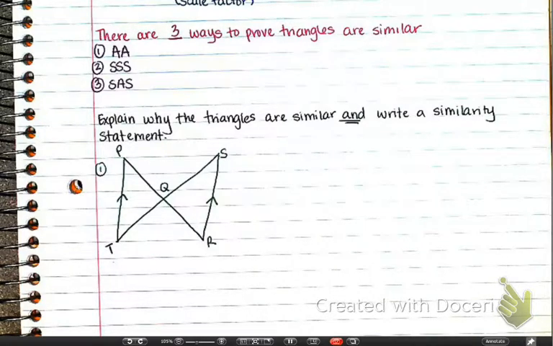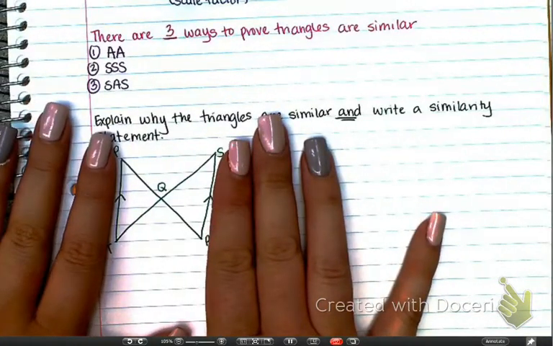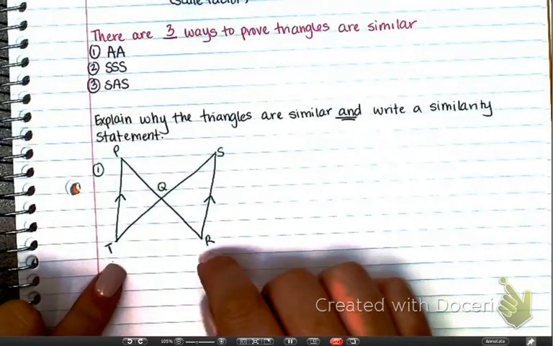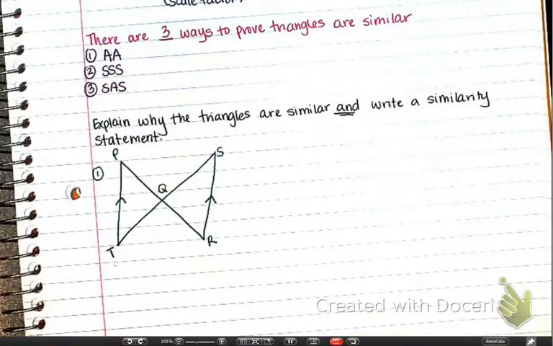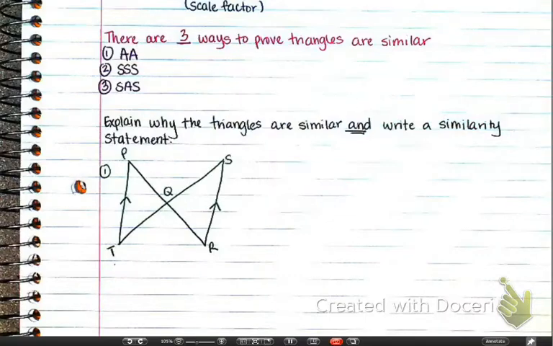Is there anything else you notice about these figures that's important? Haley? They both have parallel lines. Now, mine's not drawn perfectly, but these two sides are parallel. So PT is parallel to SR. Everyone agree with that?